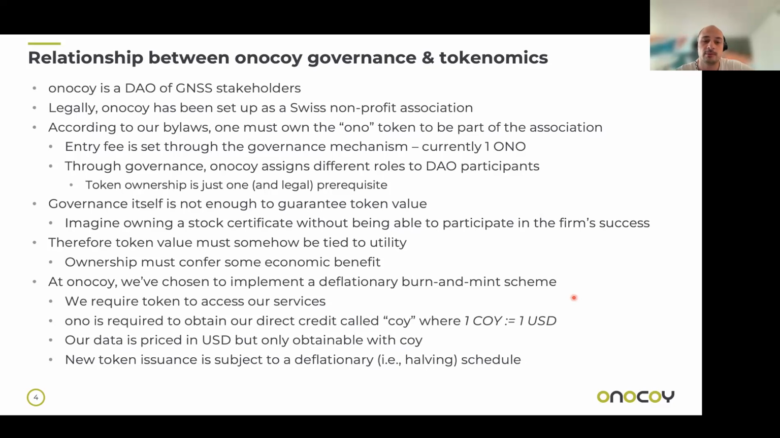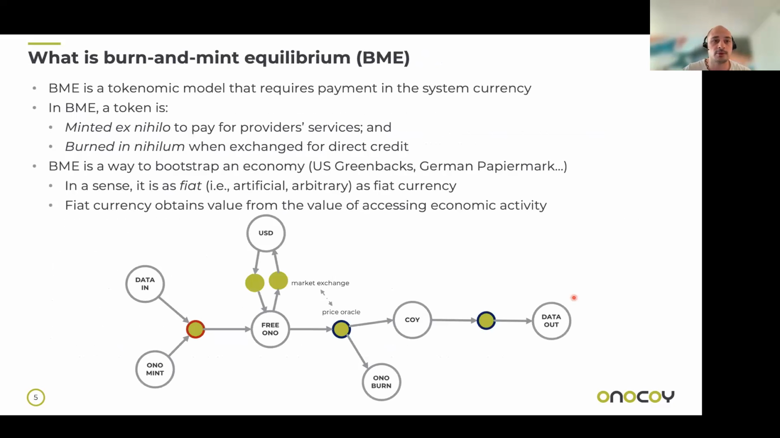So basically, that's the main component of how, this is where the talk starts really. And the deflationary component of deflationary burn and mint is that the issuance of the new tokens is deflationary, so it decreases every time period, just like Bitcoin and halving. So let's get right into it.